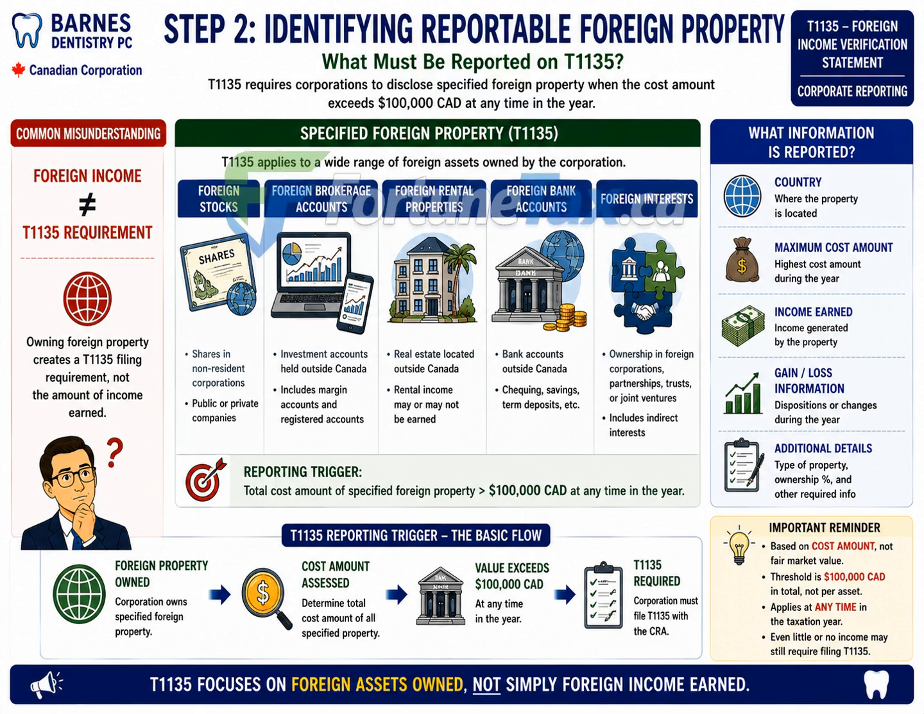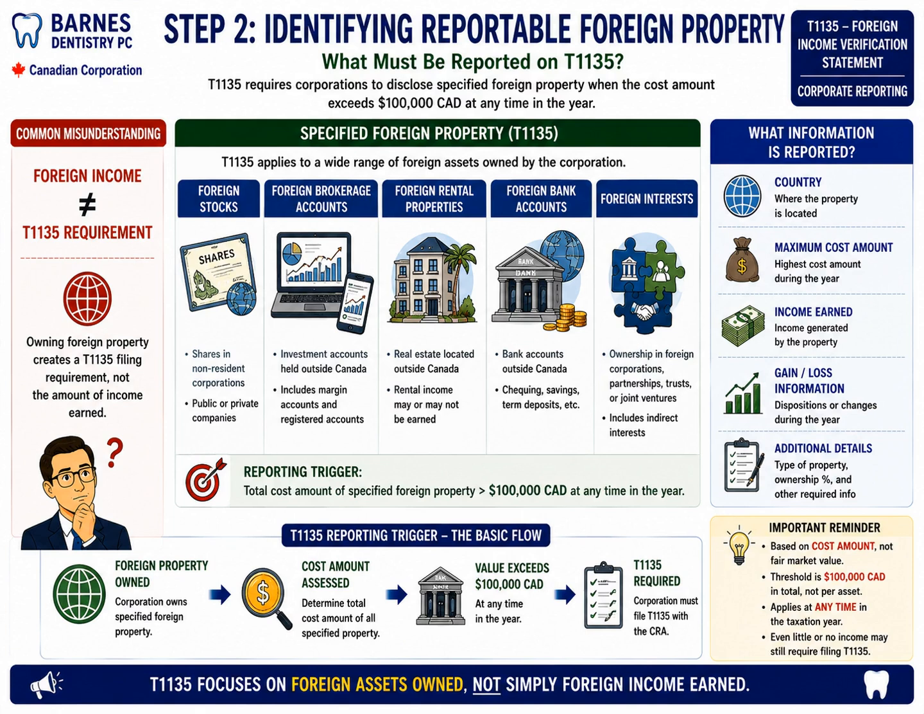The first category is foreign stocks. These are shares of corporations located outside Canada. For example, if Barnes Dentistry owns shares of a U.S. public company or another foreign corporation, those investments may be considered specified foreign property.